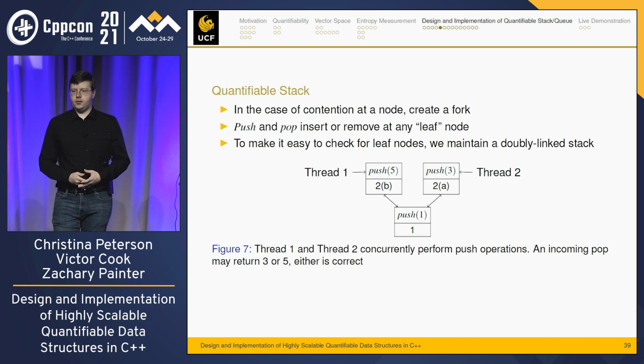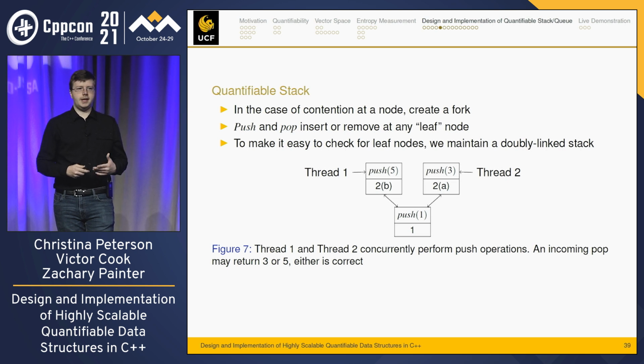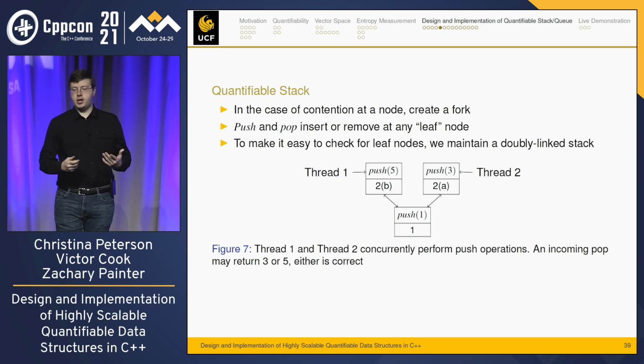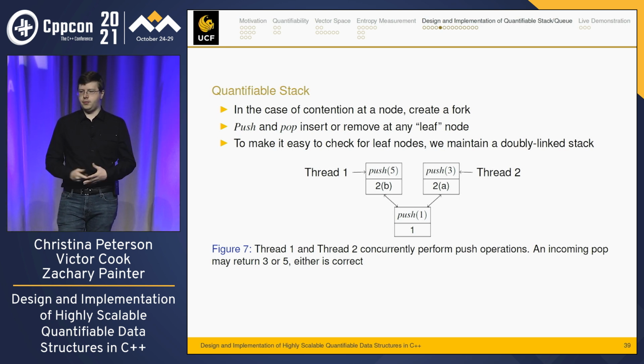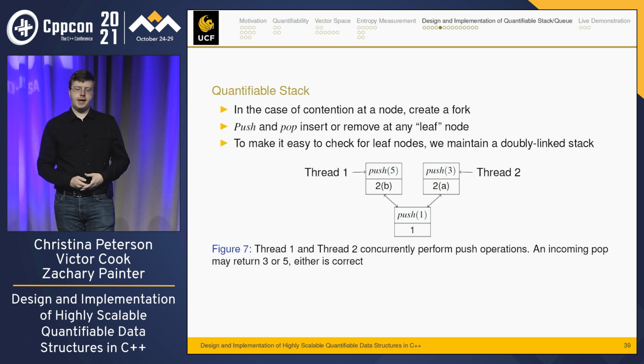And so we're sort of just pushing the non-determinism into the data structure itself, and that allows us to get a lot of extra performance. Additionally, because of this, to make it easier to check for leaf nodes, which is something we're going to need to do in the data structure frequently, we maintain the doubly linked stack.